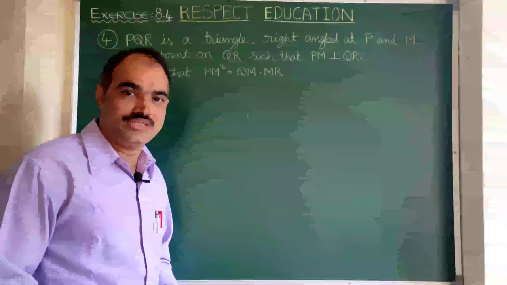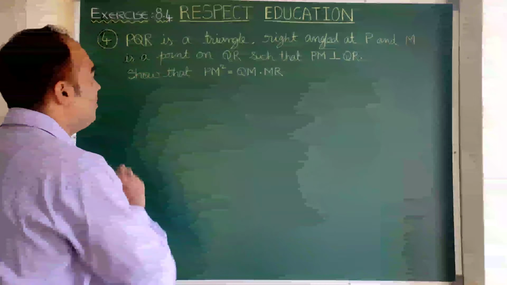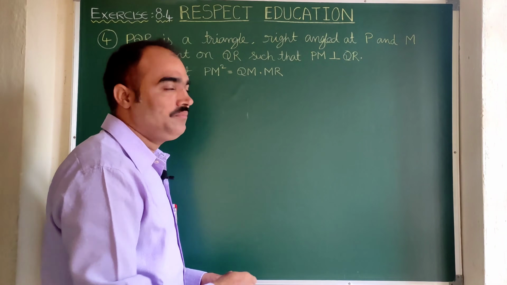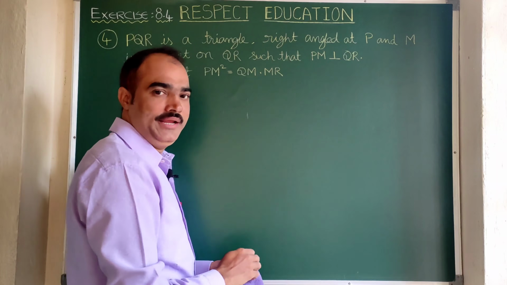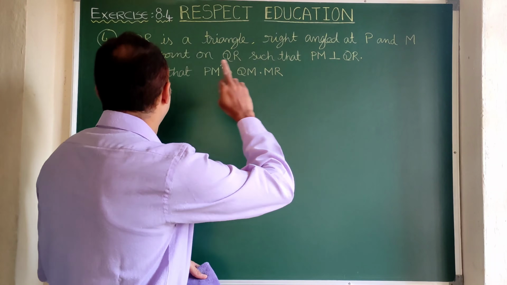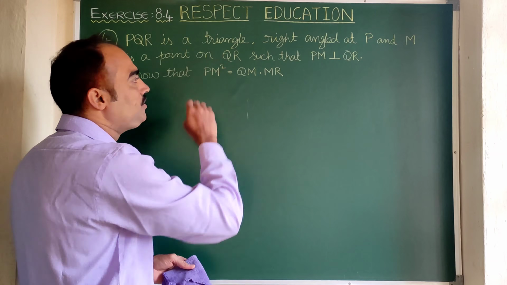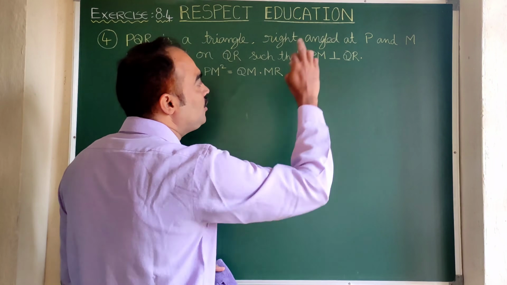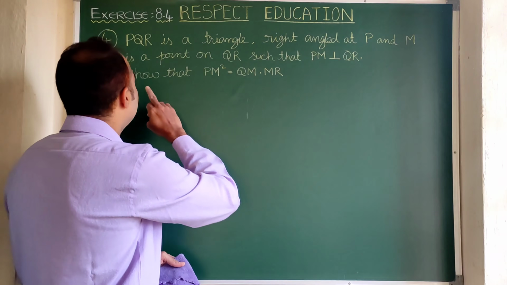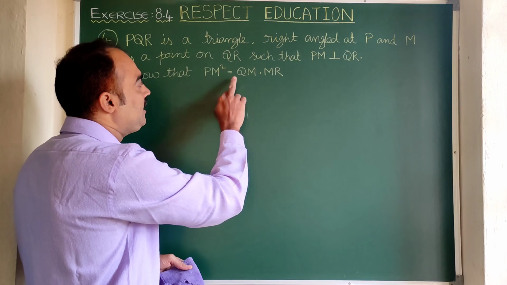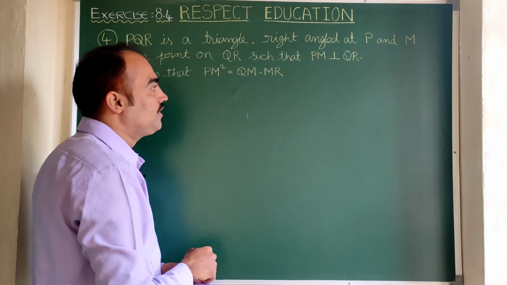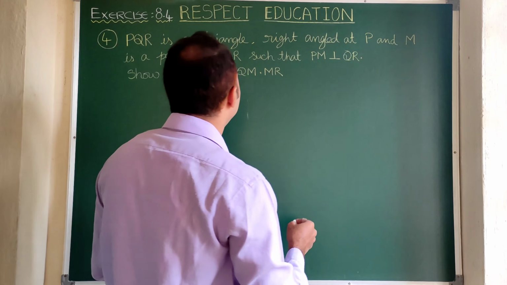Now let us see the next question, that is question number 4. PQR is a triangle right angled at P and M is a point on QR such that PM is perpendicular to QR. Show that PM square is equal to QM into MR. So let us draw a suitable diagram.